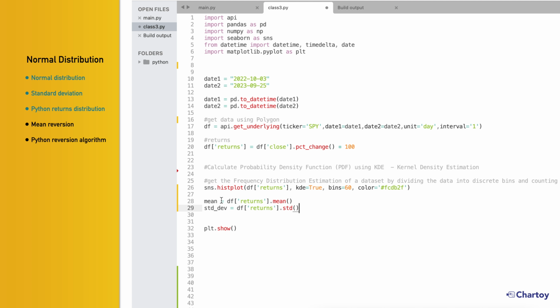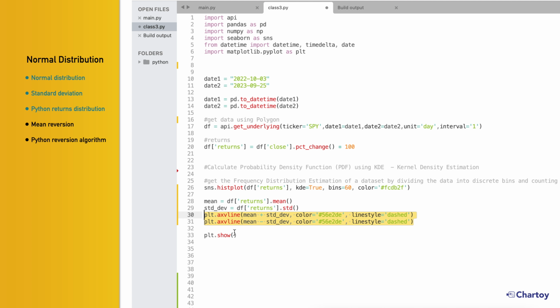Let's add the standard deviation to our plot. To do that, first we will calculate the mean of the returns. So we take the data frame's returns column and calculate the mean. And we do the same for the standard deviation. STD is the function that will calculate the standard deviation of this column. Now let's add those values on the plot.